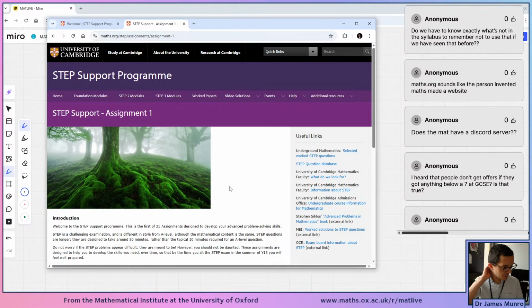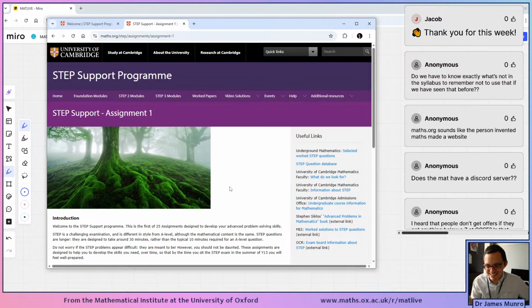I heard that people don't get offers if they got anything below a 7 at GCSE. Is that true? No. Where did you hear that? Who was telling you that? Who could possibly know something like that? Sometimes I think that, like, who would know that? Who would have access to all of the GCSE scores of all of the Oxford students? Or all of the applicants? I mean, other than me. Right.